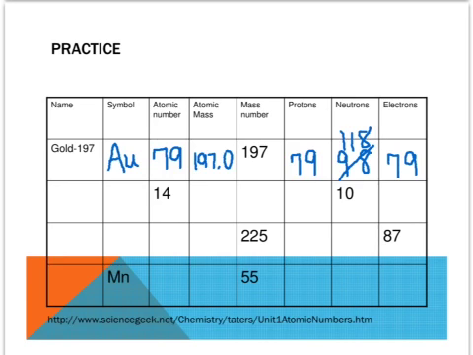Okay, so let's look at the next one. The next one has atomic number 14. So what are we going to do? We're going to go to the periodic table and find number 14. So all of you look at your periodic table real quick. And number 14, hopefully you're finding, is silicon. Excellent. Let's write this silicon.